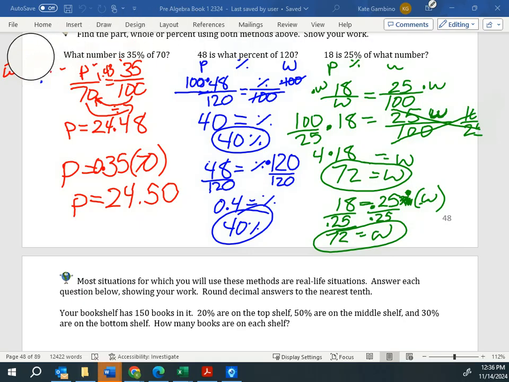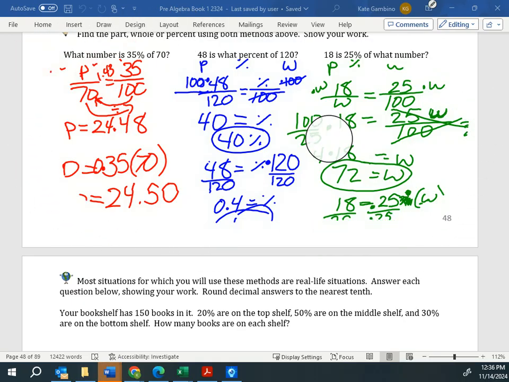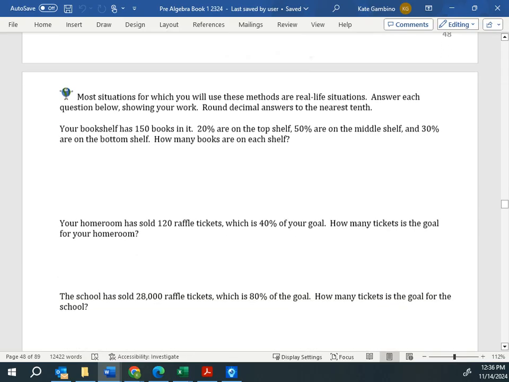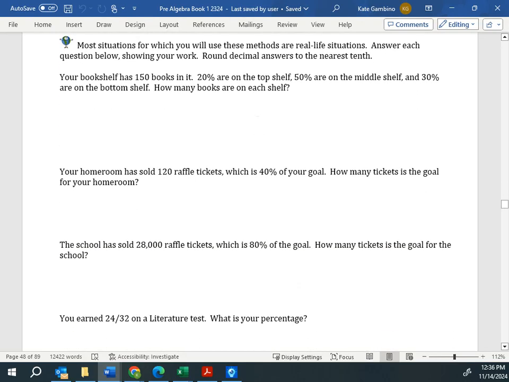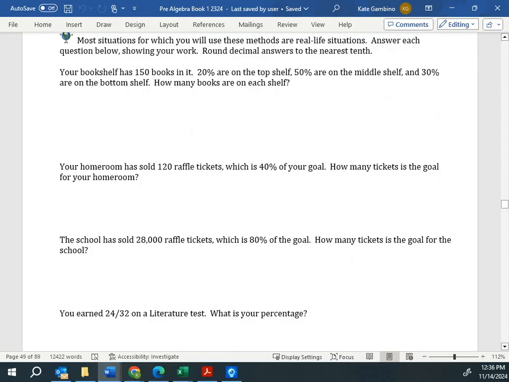So on your second page, it says, most situations for which you will use these methods are real-life situations. Answer each question below, again, showing your work. Round your decimal answers. This time he's saying to the nearest tenth. So if you get a decimal answer, it says to round to the nearest tenth, although in his answer key, he does have some rounded to the hundredth. So I will have both answers.